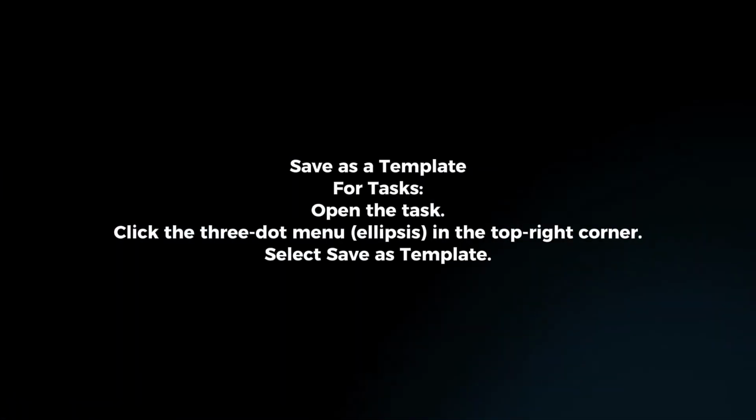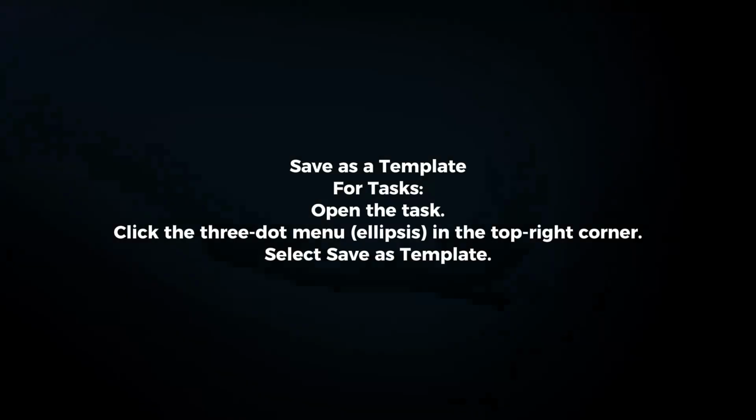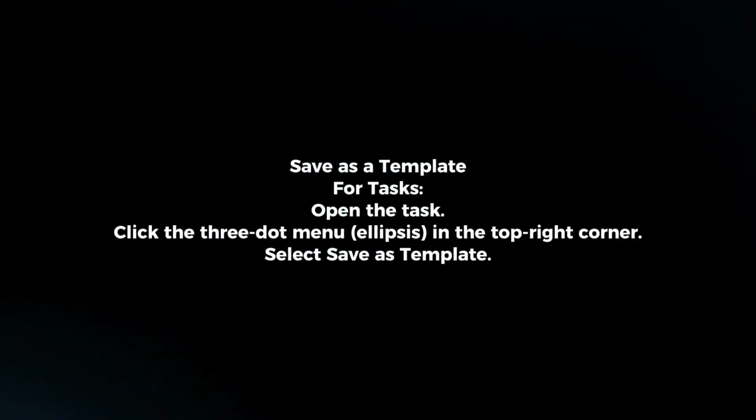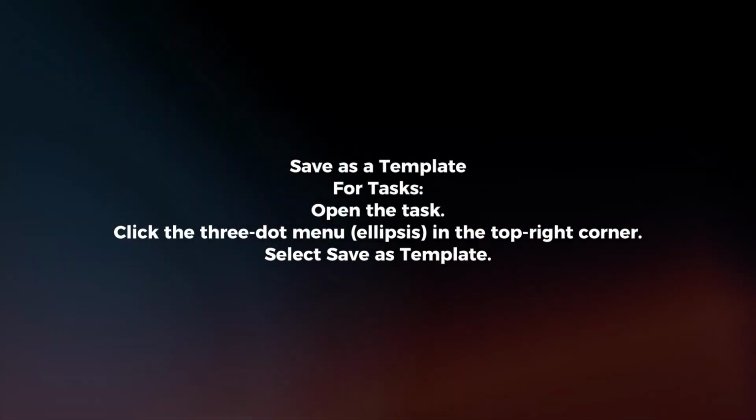Save as a template. For tasks, open the task. Click the three-dot menu in the top right corner. Select Save as Template. For lists, folders, or spaces, click the settings icon next to the item name. Select Templates, Save as Template.